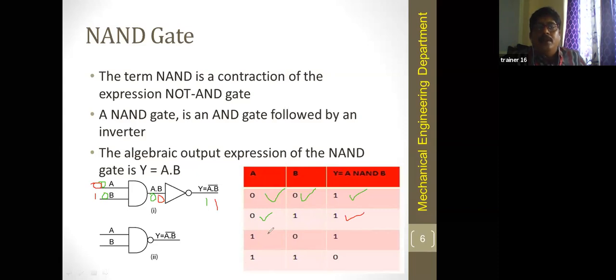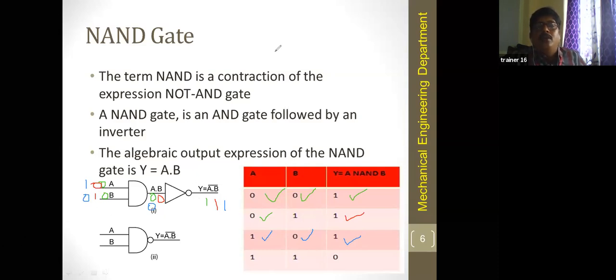Next, the input of A is 1 and the input of B is 0. The output from the AND gate, 1 into 0, is nothing but 0. This binary 0 is the input to the NOT gate. Then the inverse of this is nothing but 1. So the output is 1 from the NAND gate.